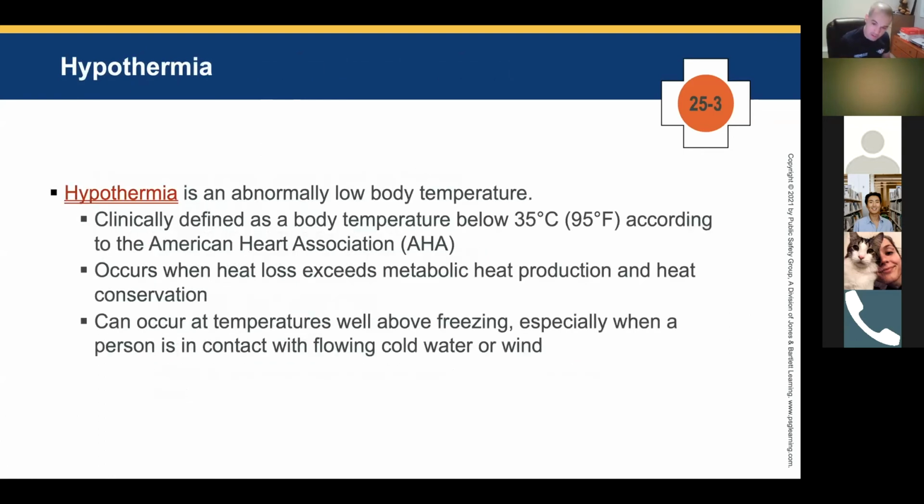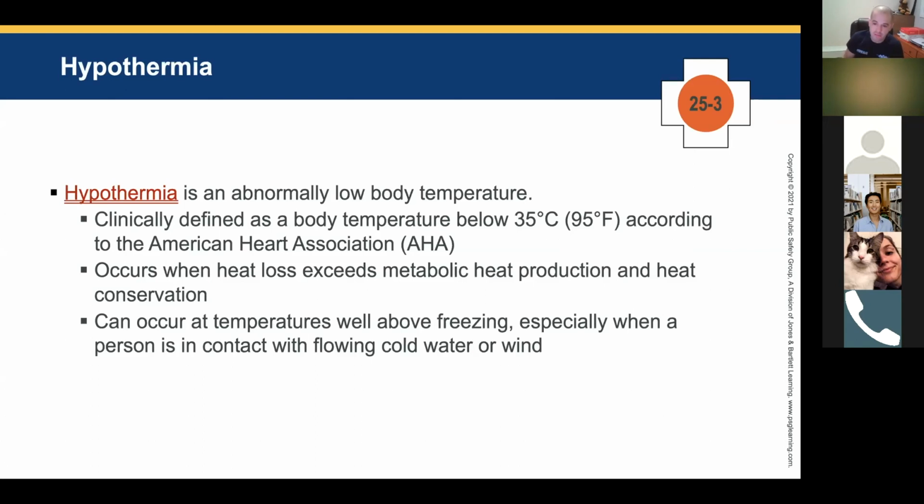So moving on from frostbite, we're going to talk about hypothermia. Earlier Patty talked about hyperthermia, which was an increase in body temperature. With this, we're talking about hypothermia, which is a low body temperature. The American Heart Association defines a low body temperature as anything less than 35 degrees Celsius or 95 degrees Fahrenheit. And this can occur when heat loss exceeds metabolic heat production and heat conservation. So in other words, we're losing more heat than what we're making. And this can occur at temperatures above freezing, especially when a person is in contact with flowing cold water or wind.